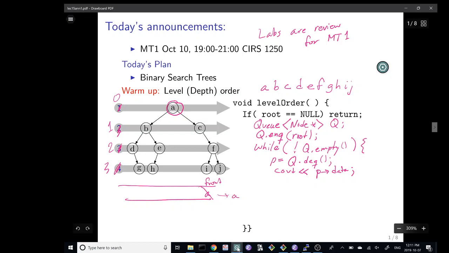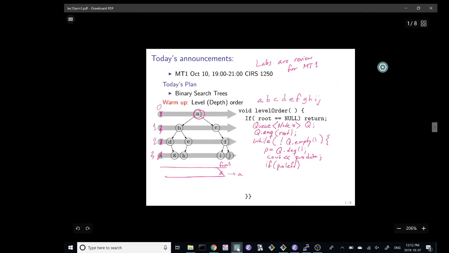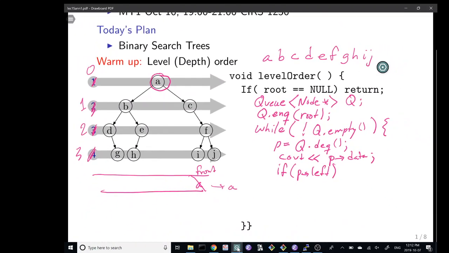Check for a left child: if P arrow left, then what? By the way, I could say if P arrow left is not equal to null, which is what you should do, but I don't have enough room. So I'm just doing if P arrow left, which will also work because null is zero and zero is false in C. Isn't that cool? Don't ever do this. Not a good idea. So this is really P arrow left is not equal to null. If it's not equal to null, then enqueue it: Q dot enqueue the left child.